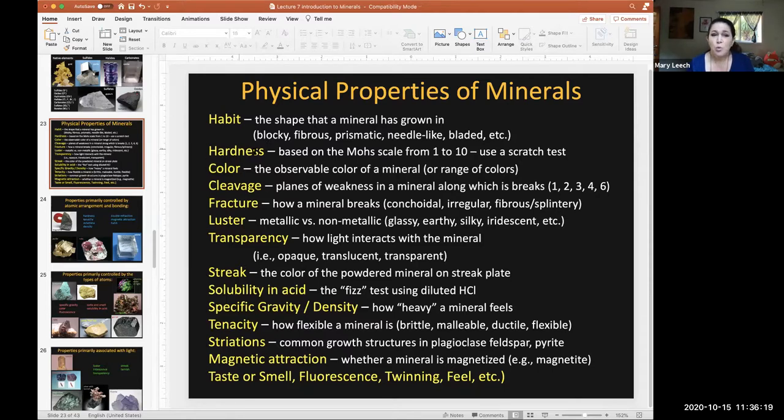Hardness is an important one. Oftentimes that's what we're left with as far as the physical properties. It boils down to hardness, and that's going to tell the difference between one mineral or another. This is based on something called Mohs scale, which goes from 1 to 10, and we use scratch tests for it.